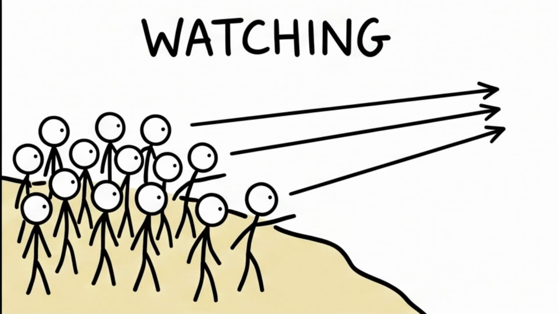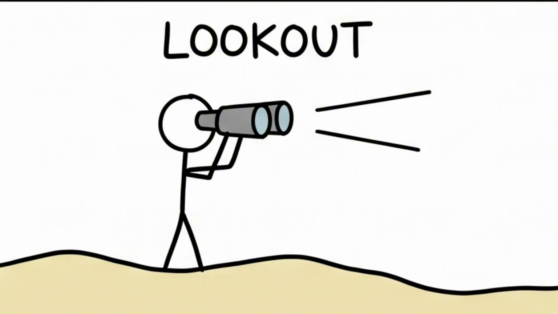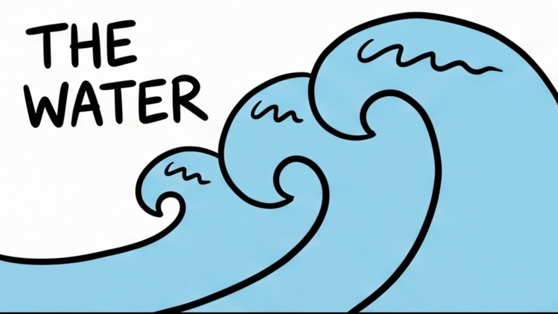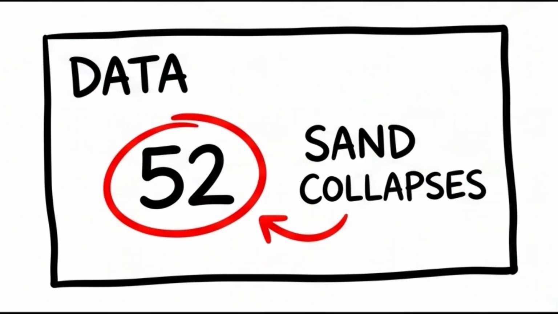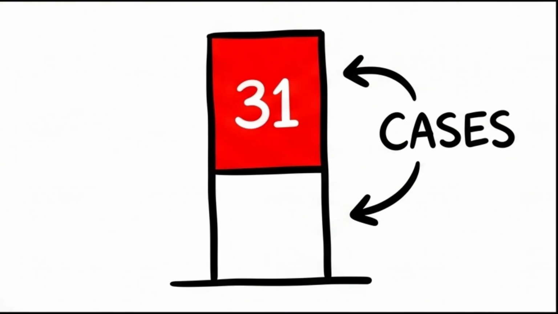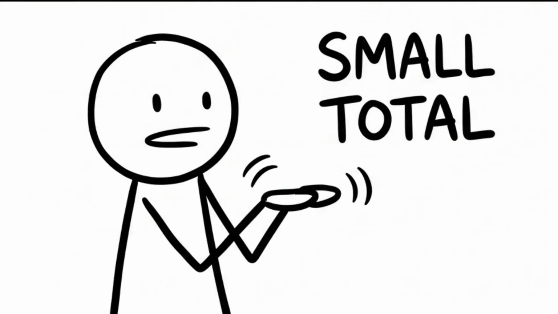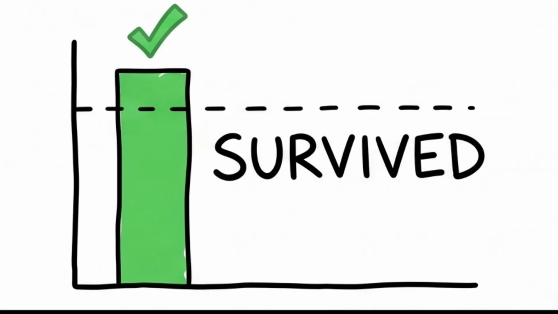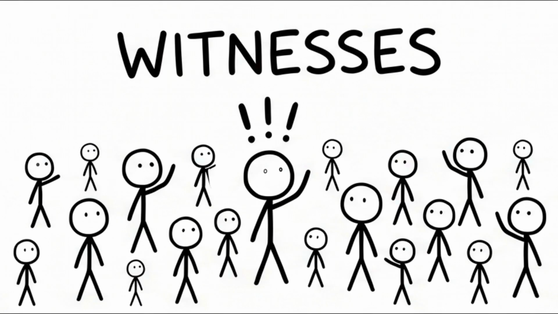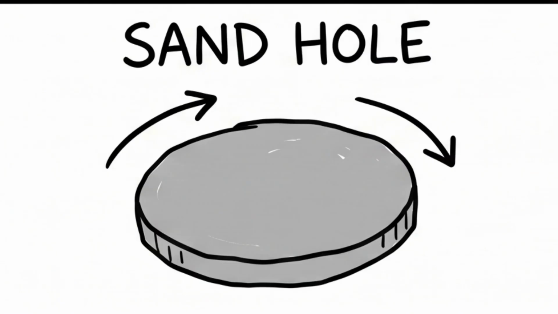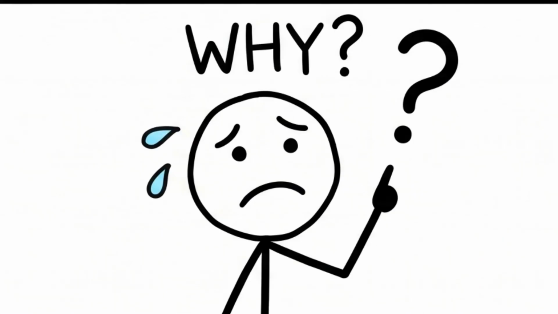Meanwhile, everyone watching that stretch of sand is facing the other way because the thing beaches are watched for is the water. Over roughly a decade, researchers collecting reported cases documented 52 sand hole collapses. 31 of them were fatal. The total is small. The ratio is the part worth sitting with. Most accidents that happen on flat ground, in daylight, in front of dozens of people, within arm's reach, are survivable. This one is close to a coin flip, and the reason is entirely mechanical.